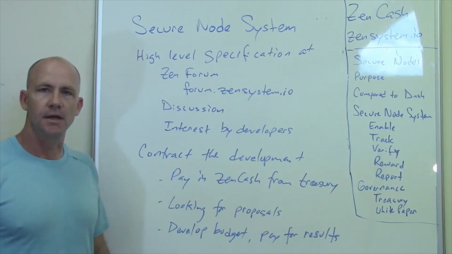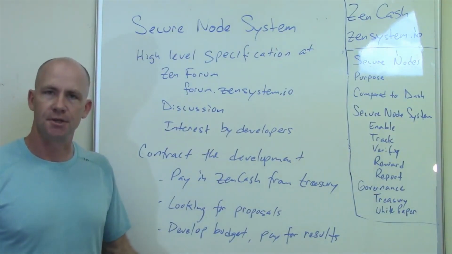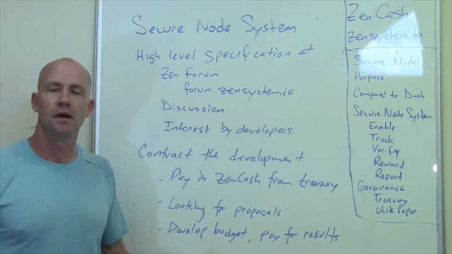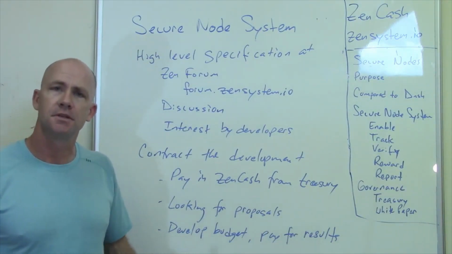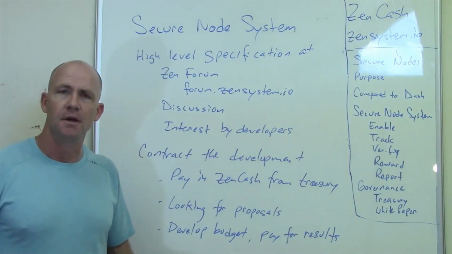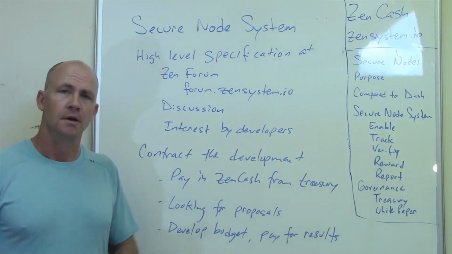The system that we need to track and reward ZenCash secure nodes isn't just one piece of software that needs to be developed. It's a system of applications and servers that are going to run together to do that. It doesn't have to be a very complicated system, but it needs to be put together and operated.